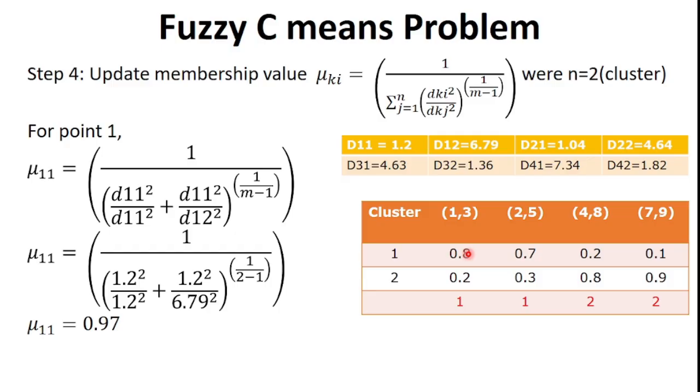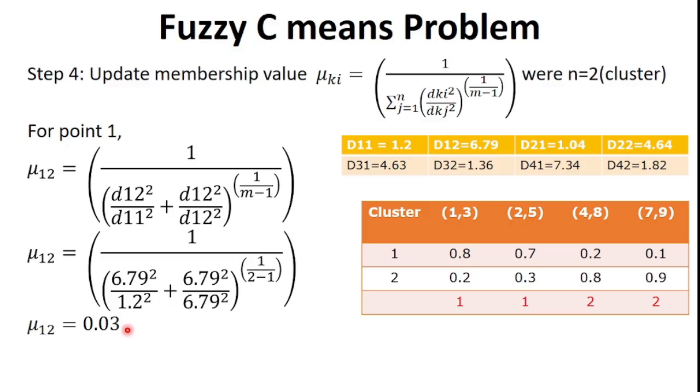Previously the membership value of the first data point with respect to the first cluster was 0.8. Now it is updated to 0.97. Second, for point number 1 with the second cluster, we see mu12, which is equal to 1 divided by d of, now the value of i is 2 and k is 1, so d12 divided by d11 whole square, with j equal to 1, plus d12 square divided by d12 square, and whole power 1. If you simplify, you will get mu12 is equal to 0.03.